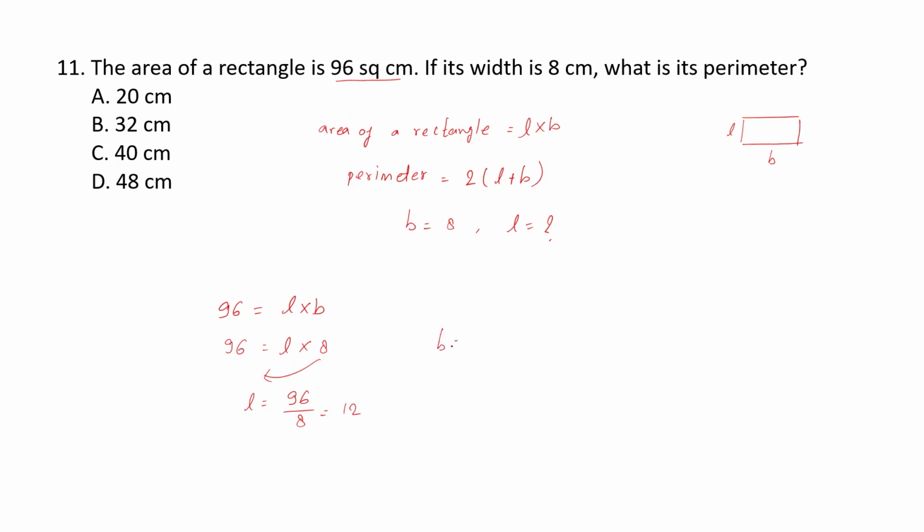So now B was given to be 8 centimeter. L we have computed as 12 centimeter. Now perimeter we have to compute. Perimeter we want to know, na? So perimeter P is equal to 2 times L plus B. That is 2 times, what is L? It is 12. What is B? Plus B is 8. 12 plus 8 is 20, right? That means 40 centimeter. Option C.